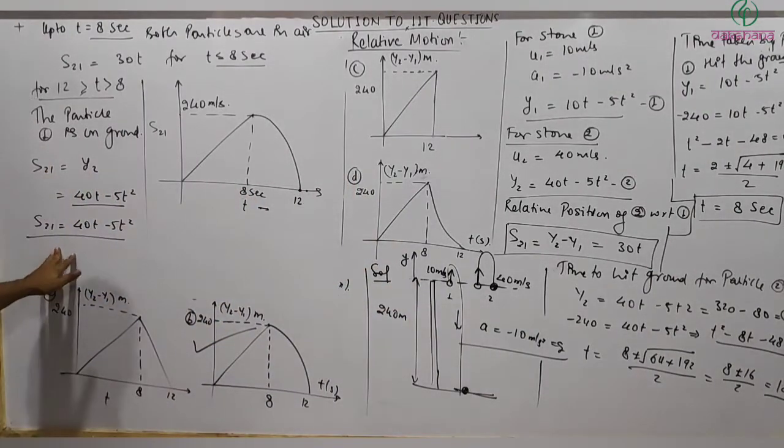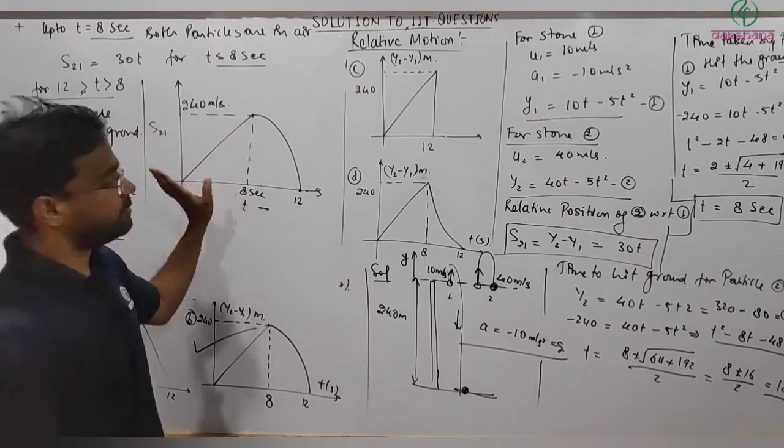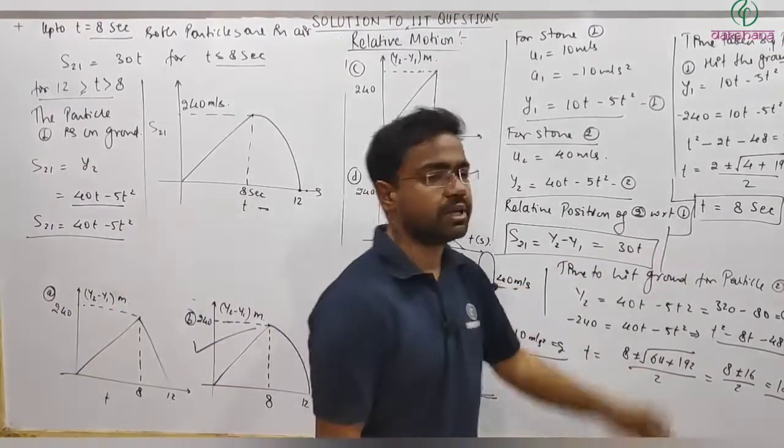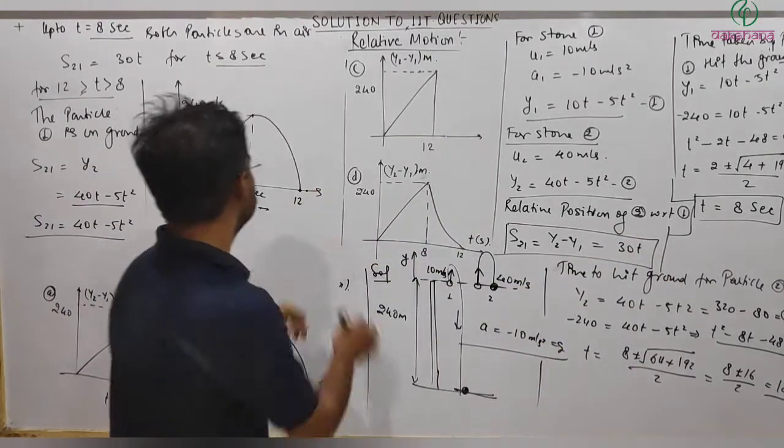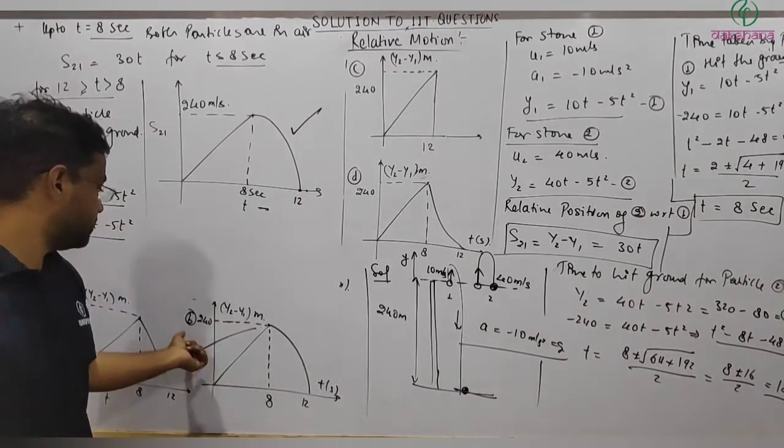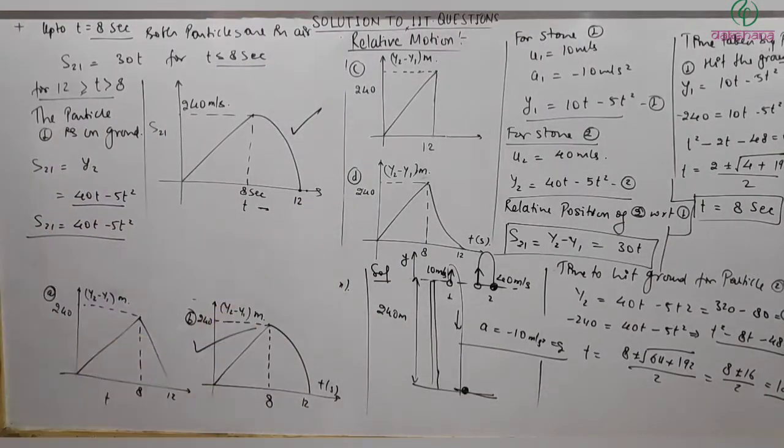So we looked at it and plotted the graph for each interval of time, and this is what we are getting. So the answer finally coming is option B. That's it for this problem.